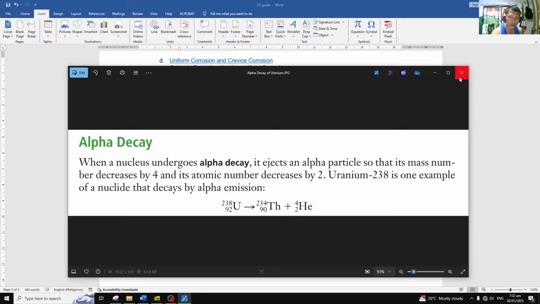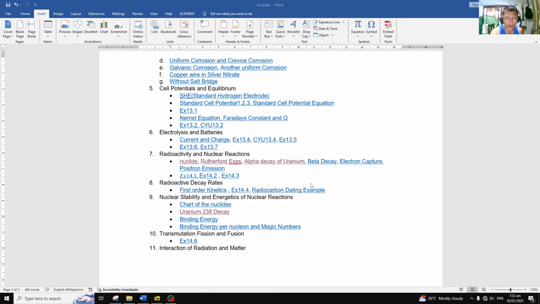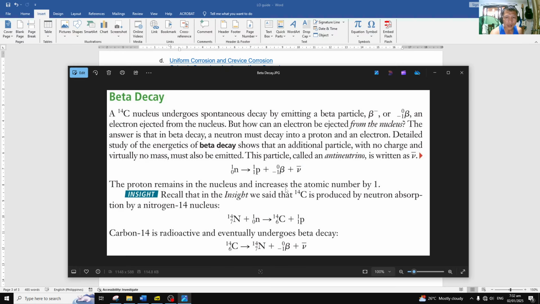Okay? So you have alpha decay, and then another one is your beta decay. So beta decay is like this. This one is the beta decay. So again, alpha, it was first just represented as alpha. And then they found out that it's a helium atom. So it was written as helium so that there is no ambiguity.